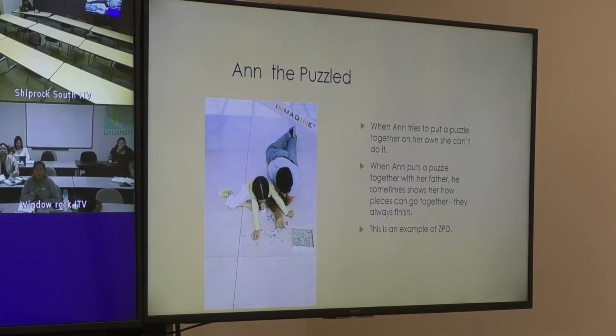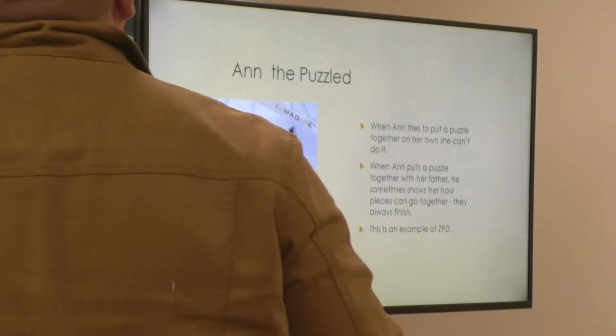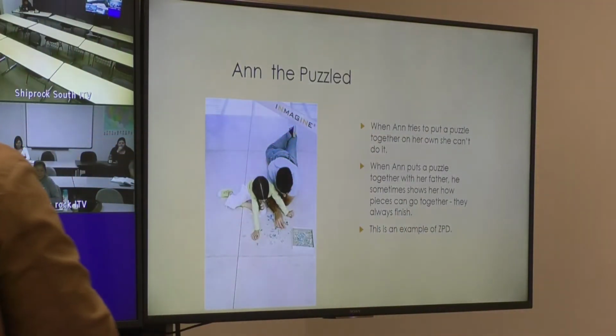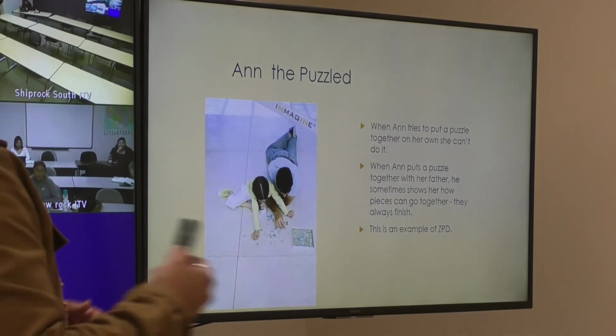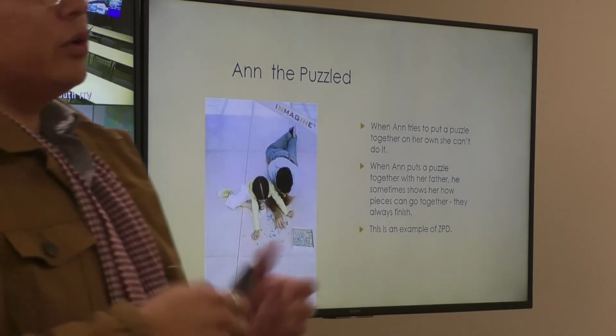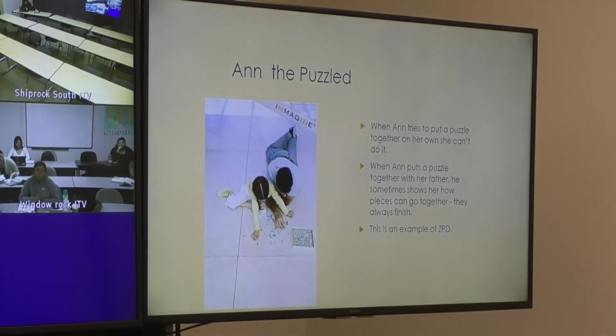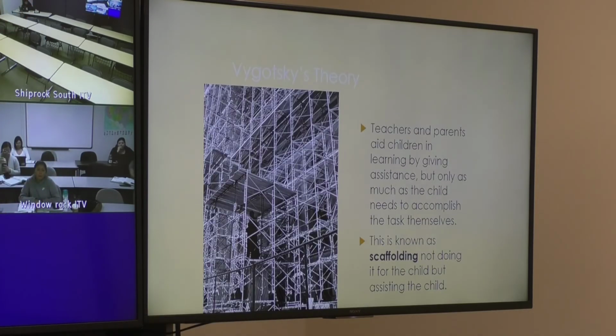Take the puzzle. When Anne tries to put a puzzle together on her own, she can't do it. When Anne puts a puzzle together with her father, he sometimes shows her how, which then allows them to have a what? Zone of proximal development. He's showing her. You're doing the same thing with your kids, with your nieces, with your nephews. You're saying, okay, this is what I'm doing. When you're playing video games, you're showing them. You don't just put them in front of a video game and say, figure it out. You show them, and after a while, they become so good at it that they actually get better than you. And then you're like, oh my gosh, it happens.